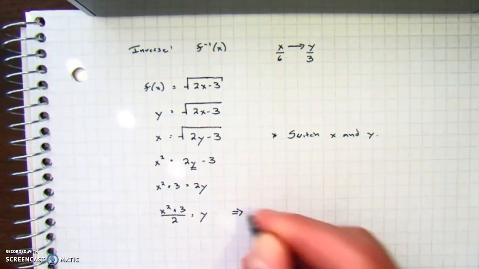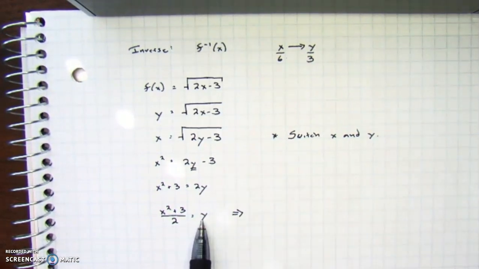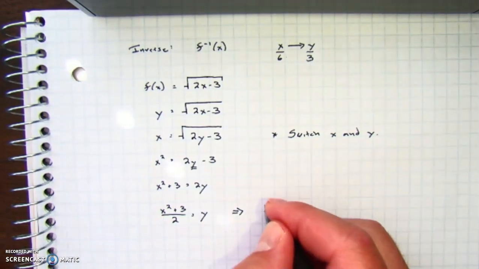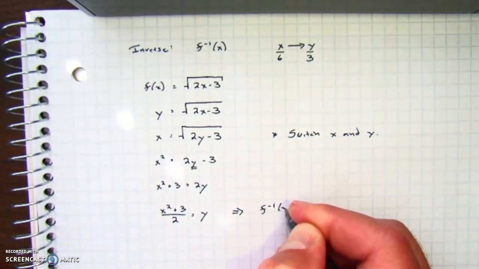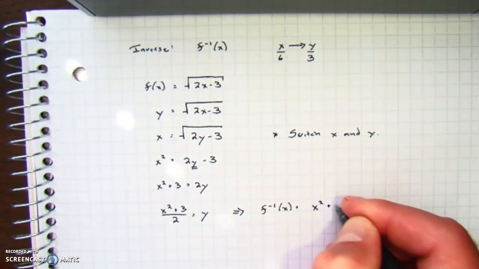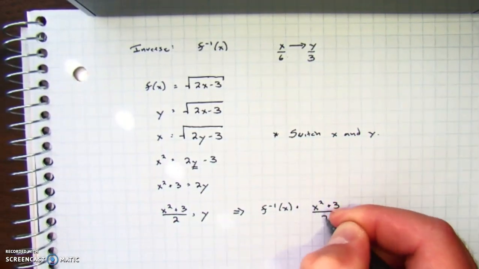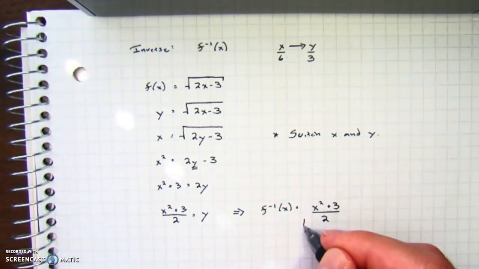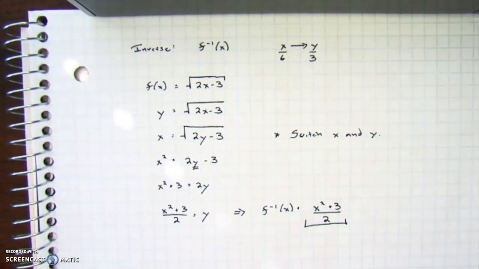So that's what I'm looking for. I got y by itself, so I solved for y. Then I can come over here and say the inverse of this equals (x squared plus 3) over 2. Voila. And that's finding the inverse. You're just flipping the x and the y and then solving for y.